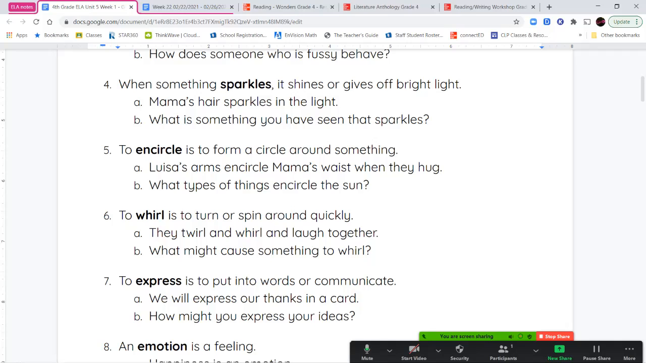Next, we have the word whirl. Whirl means to spin around really quickly. So think if you're standing somewhere, you've got your arms out and you're spinning around and around and around, you're whirling.